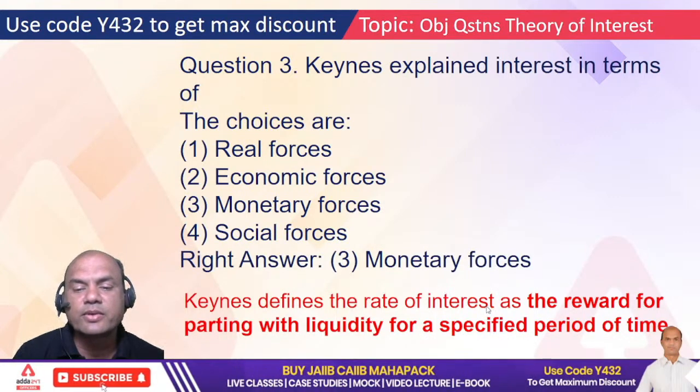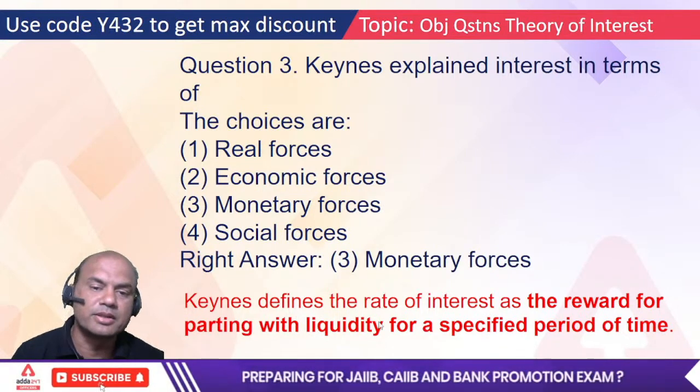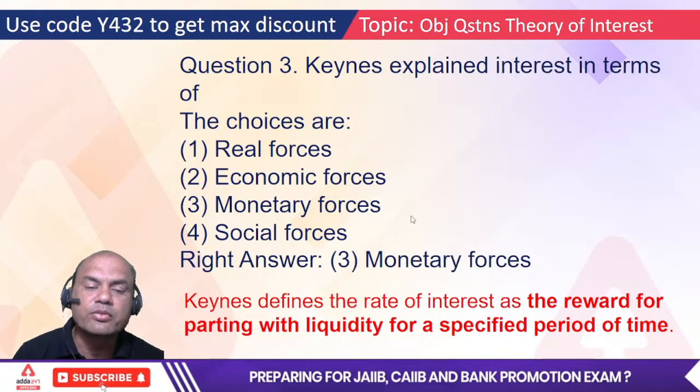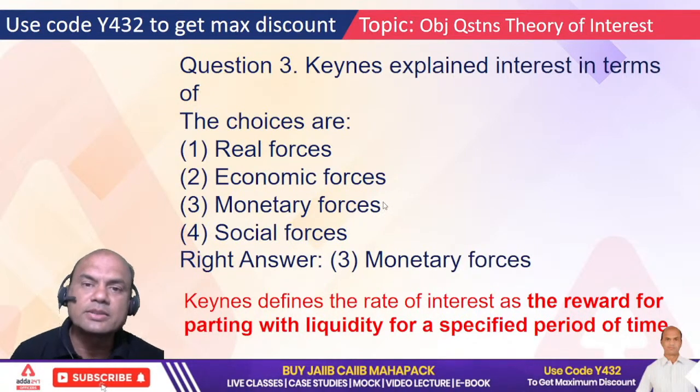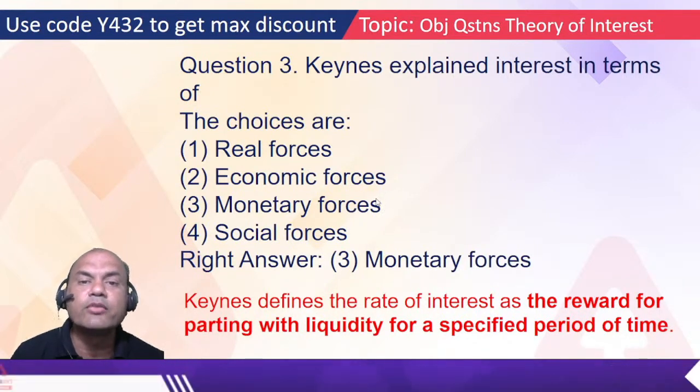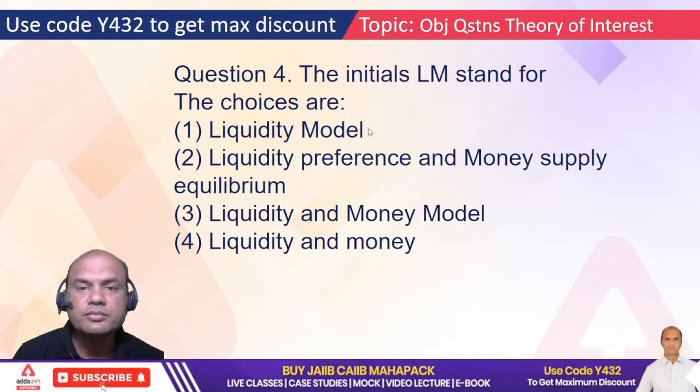Keynes defines rate of interest as a reward for parting with liquidity. It's that simple. A reward for parting means what? If I have some cash and keep it in my home only, will I get some interest on that? No. But if I give it to somebody for some productive use, then I'll get the money. So parting with the money, okay?